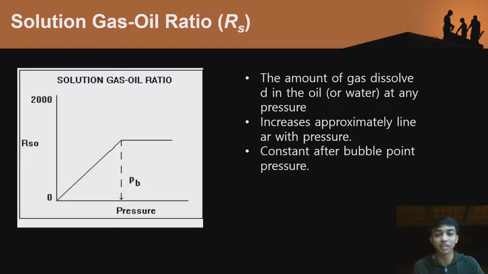Hello, I am Khairul Asyraf. Now I'm going to explain what is solution gas oil ratio. Basically, solution gas oil ratio is the amount of gas dissolved in oil or water at any pressure. Before bubble point pressure, you can see in the graph, the solution gas oil ratio increases approximately linearly with pressure, and after bubble point pressure, the solution gas oil ratio becomes constant. This is because the gas starts to be liberated and becomes a gas cap.